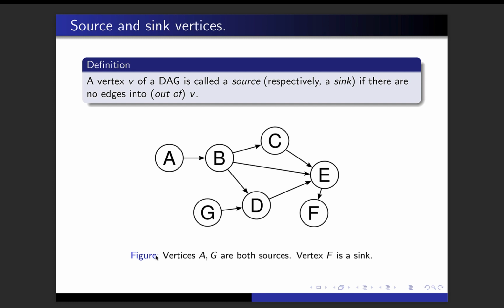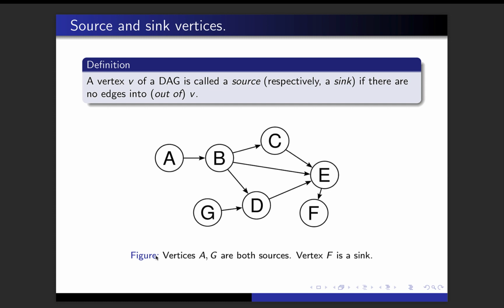That leads to the next definition. A vertex V in a directed acyclic graph is called a source vertex and, respectively, a sink. If there are no edges coming into the vertex, that means you are a source. Or, in the case of the sink, there are no edges coming out of the vertex.